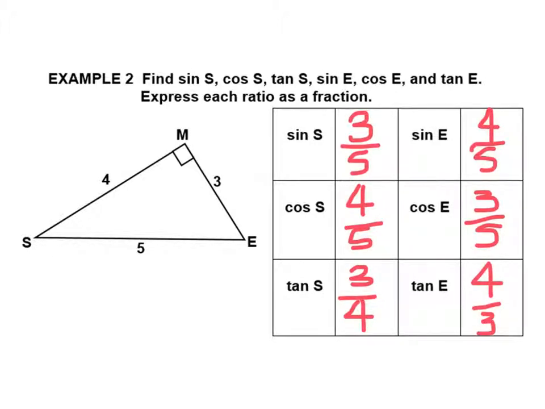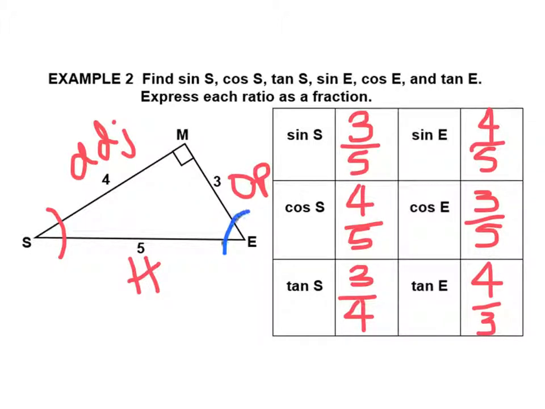The sine of angle S is 3 over 5. The cosine of angle S is 4 over 5. The tangent of angle S is 3 over 4. We got those because we labeled our sides as such.